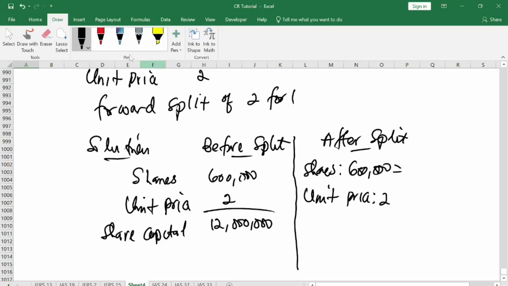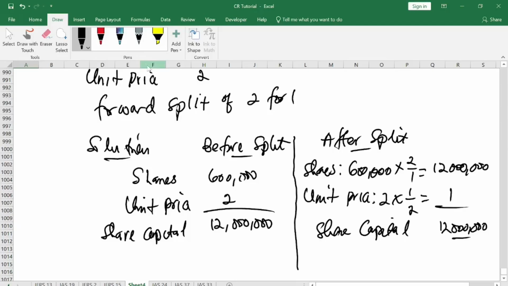So here, this is how you do the split. You pick the ratio given, which is 2 for 1. You multiply the number of shares by 2 over 1. So when you multiply, you have 1,200,000 shares. And then you multiply the unit price by the inverse of 2 over 1, which is 1 over 2. That gives you 1 cedi. So when you multiply, the value still remains as 12 million. So this is what we call forward share split.